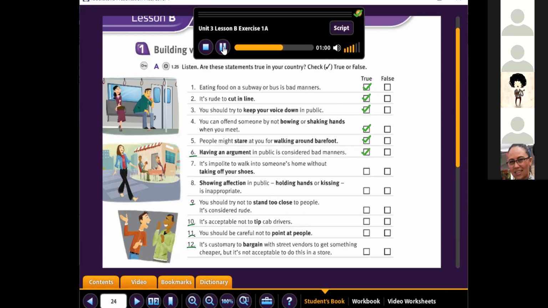Number 7, it's impolite to walk into someone's home without taking off your shoes. Is it true or false? False. False, okay. So let's hear the next one.